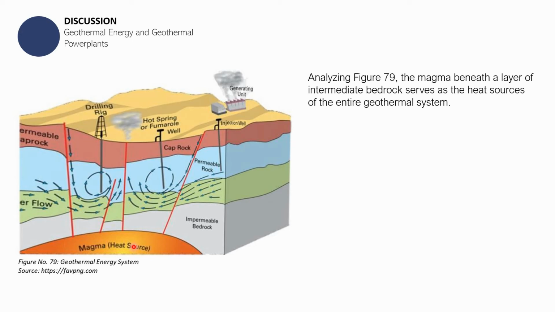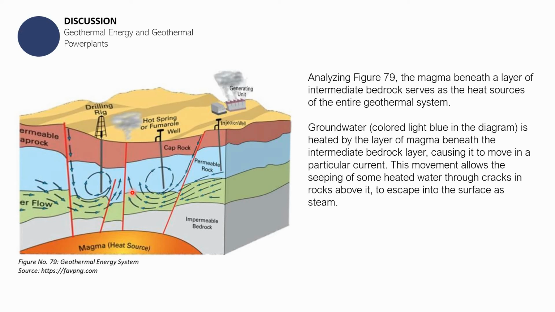Kapag merong deposit ng magma, tapos meron siyang way out, say for instance, ayan, nagkakaroon ng geothermal system din doon. Adding up to this is groundwater, colored light blue right here. Groundwater is heated by the layer of magma beneath the intermediate bedrock layer. It causes it to move in a particular current. This movement allows the seeping of some heated water through cracks in the rocks above it to escape to the surface as steam.